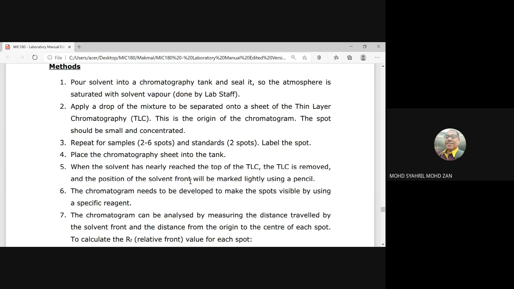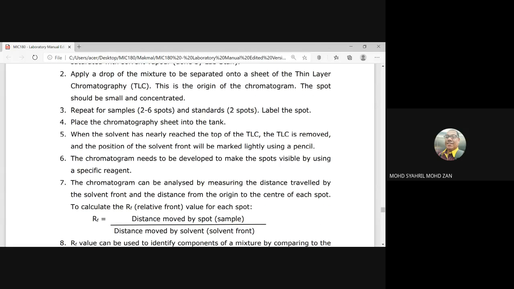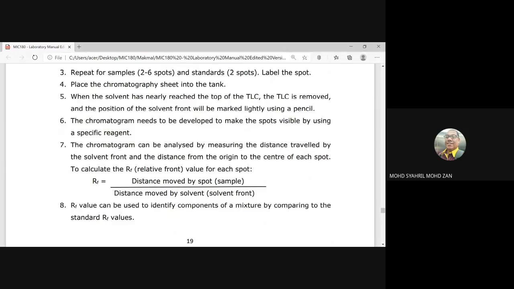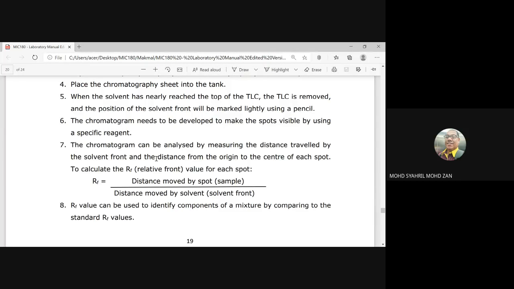Okay, so the chromatogram needs to be developed to make the spots visible by using specific reagents. Okay, so for this reagent we can use UV light, ataupun kita letak bahan yang meruap. Contohnya macam iodine untuk kita warnakan kita punya samples, okay, ataupun kita punya chromatogram. So and then we have to find the special measurement, okay, what we call RF. Okay, so the chromatogram can be analyzed by measuring the distance traveled by the solvent front and the distance from the origin to the center of each spot.